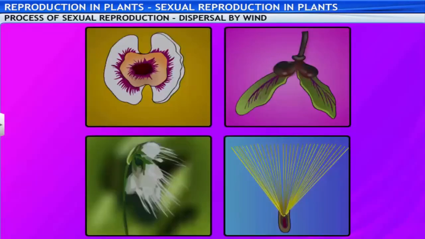Examples of seeds that use various adaptations for wind dispersal are drumstick, maple, cotton grass, hairy fruit of the sunflower, and the hairy seed of madar.